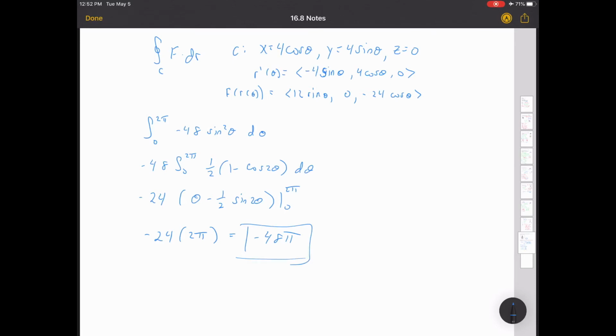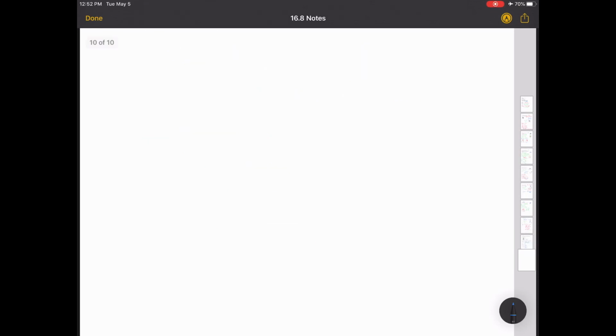Okay, now we have to verify that the double integral over S of the curl dot dS is going to be the same thing. So let's go ahead and move on to the next page. So again, we need to do the double integral over S of the curl of F dot dS, which I prefer to write as the double integral over D of the curl of F dot n dA.